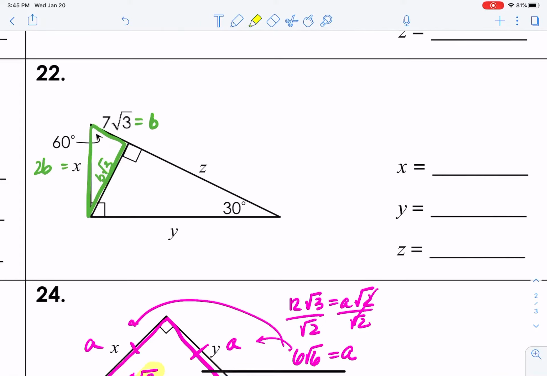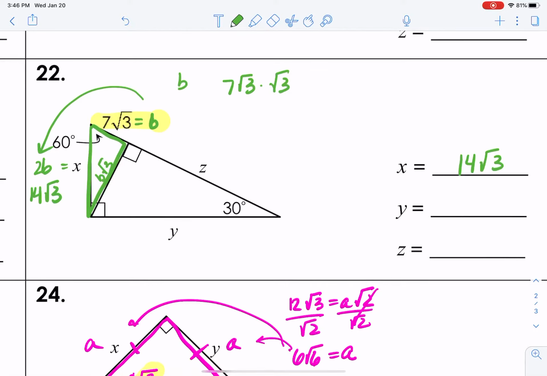So since I've identified B, I can just plug that in to here. So this is 14 square root of 3. That's X. And when I plug it in for my long leg, it becomes 7 square root of 3 times the square root of 3, which is 21.